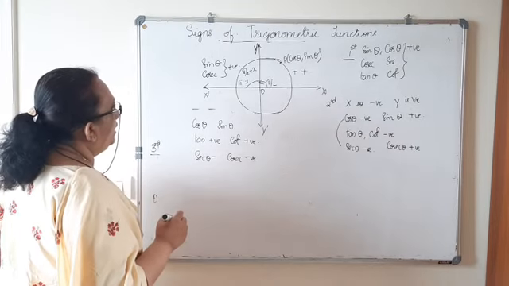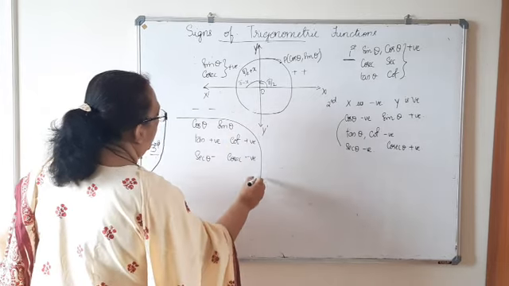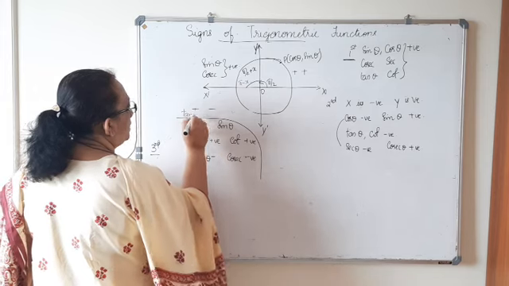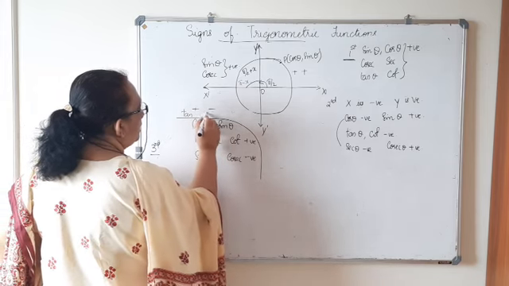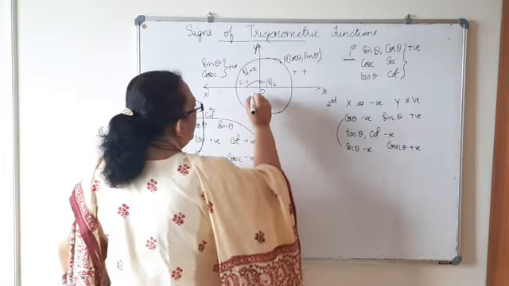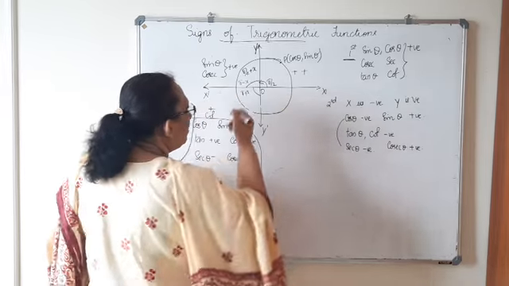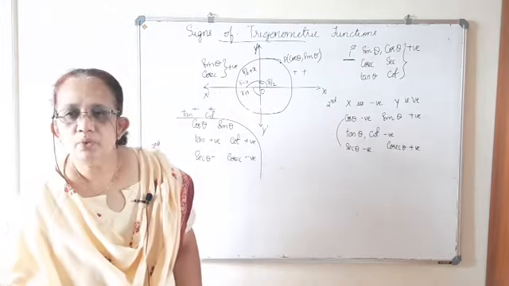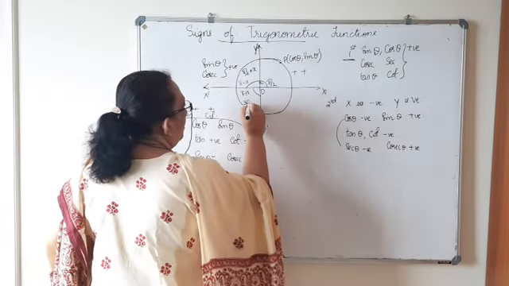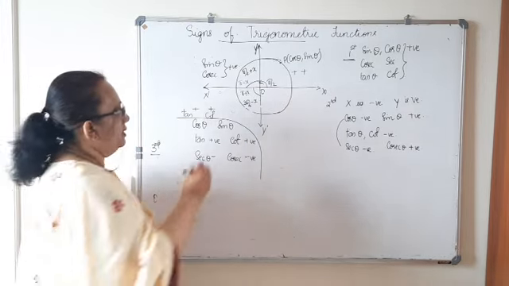So in the third quadrant, you can say that tan is positive and cot is also positive. And here we can say that it is pi plus x, more than 180. But it goes up to 270 degrees or 3 pi by 2. So it will be 3 pi by 2 minus x.